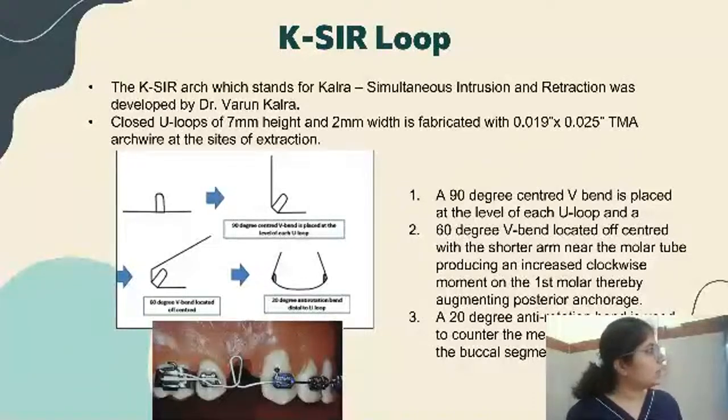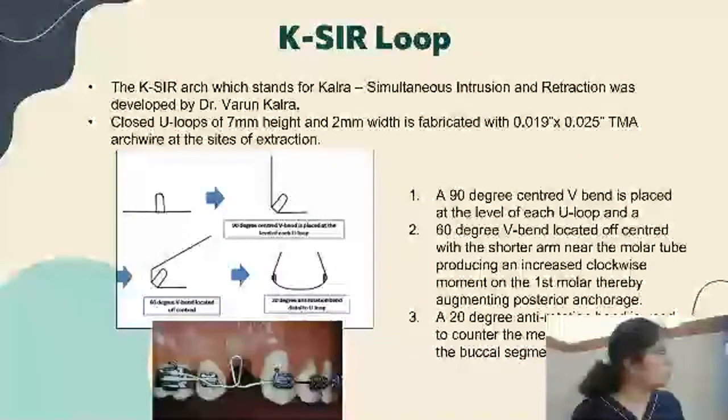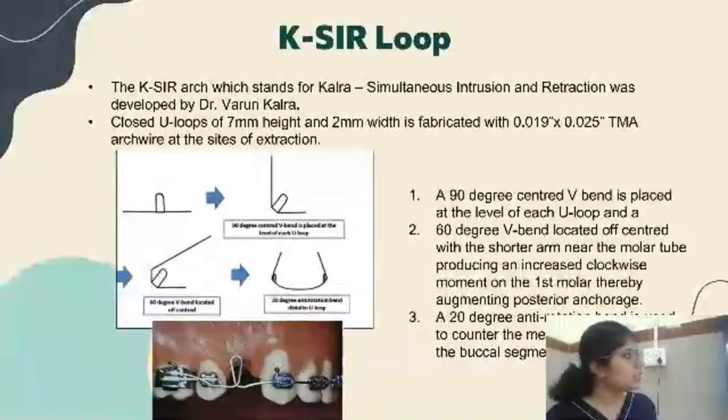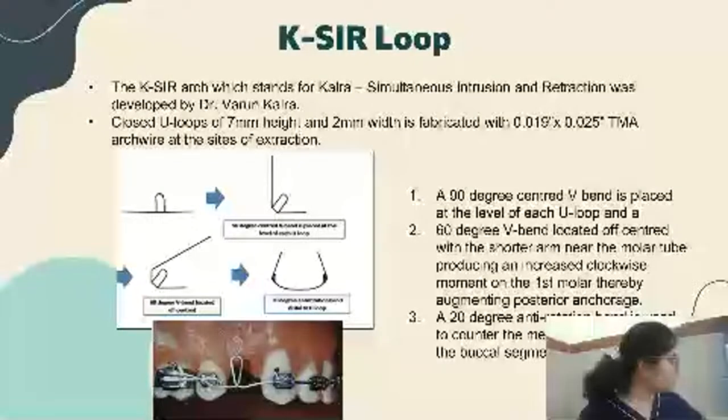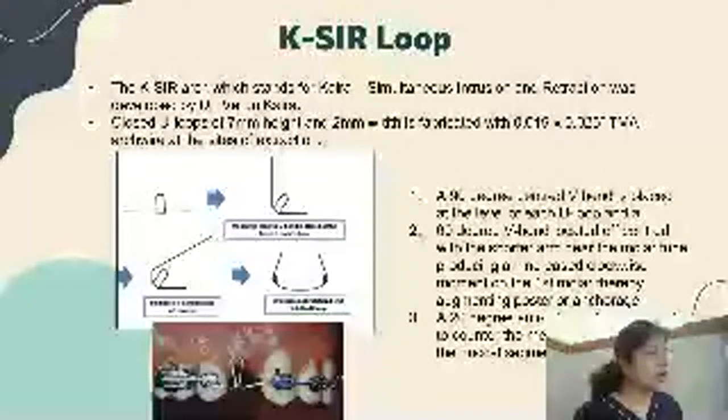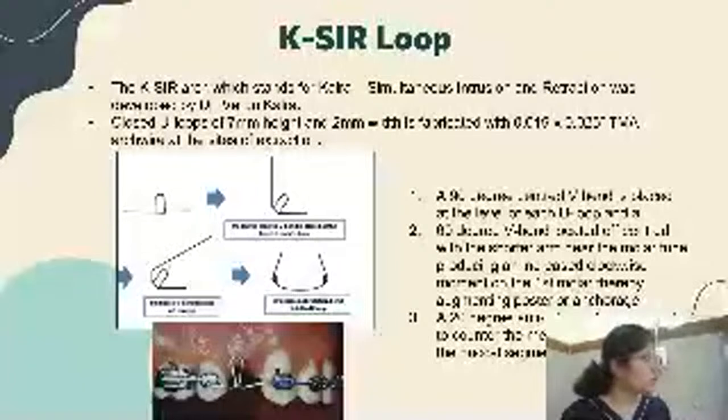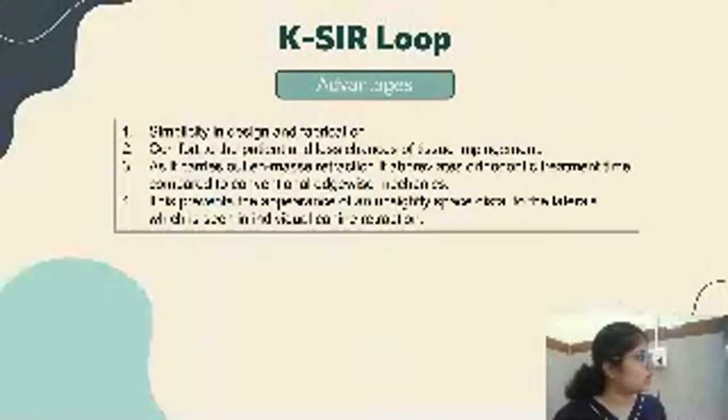So how is it fabricated? A 90-degree centered V-bend is placed at the level of each U-loop. Then first 90-degree centered V-bend is given. Then 60-degree V-bend located off-centered with the shorter arm near the molar tube, producing an increased clockwise movement on the first molar, thereby augmenting posterior anchorage. So the shorter arm is towards the molar. MF ratio will be produced in the posterior molar region as the anchorage unit. Then a 20-degree anti-rotation bend is used to counter the mesiolingual rotation of the buccal segment.